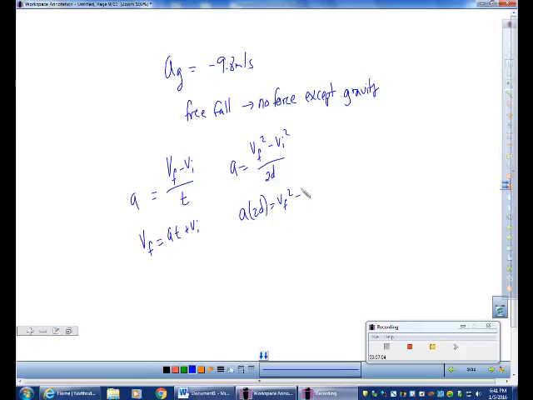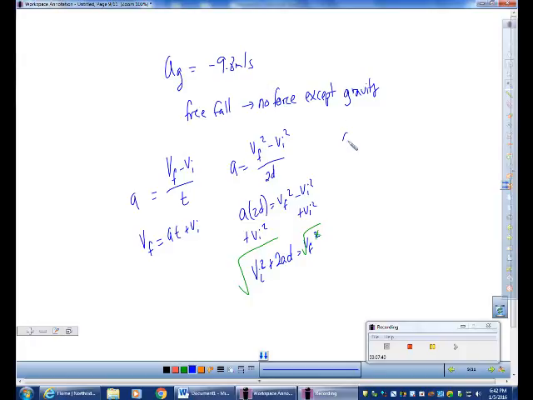Inverse. The inverse of subtracting initial velocity is to add it to both sides. Don't forget to carry your square. Bring down my last term. And the last step that I could do would be to take the square root of both sides to cancel out that squared.